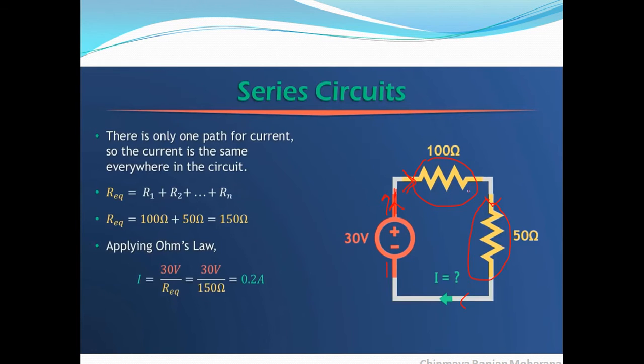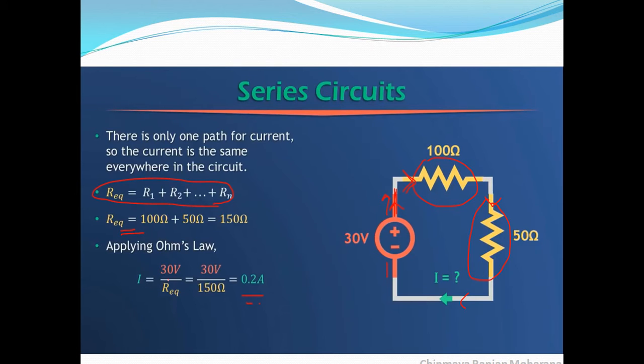If we have n number of resistors, then our total resistance will follow this formula, called R equivalent equal to R1 plus R2 plus up to Rn. For this example, let's find out the value of total equivalent resistance as well as current.